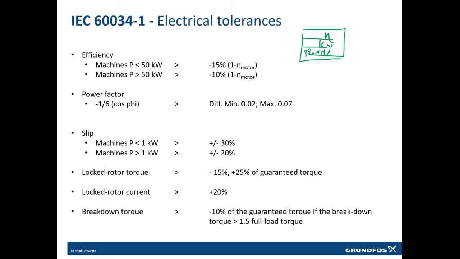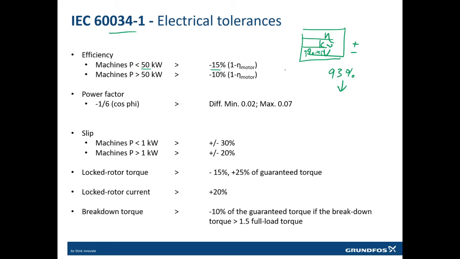Now these characteristics have some tolerances, some plus and minus variation. How much is possible? As per IEC 60034-1, the efficiency of a motor of less than 50 kilowatt shall not be less than 15%. For example, if they are writing an efficiency of 93% and you tested your own efficiency, it should not be less than 15%. And for machines, it should not be less than 1 minus the efficiency.